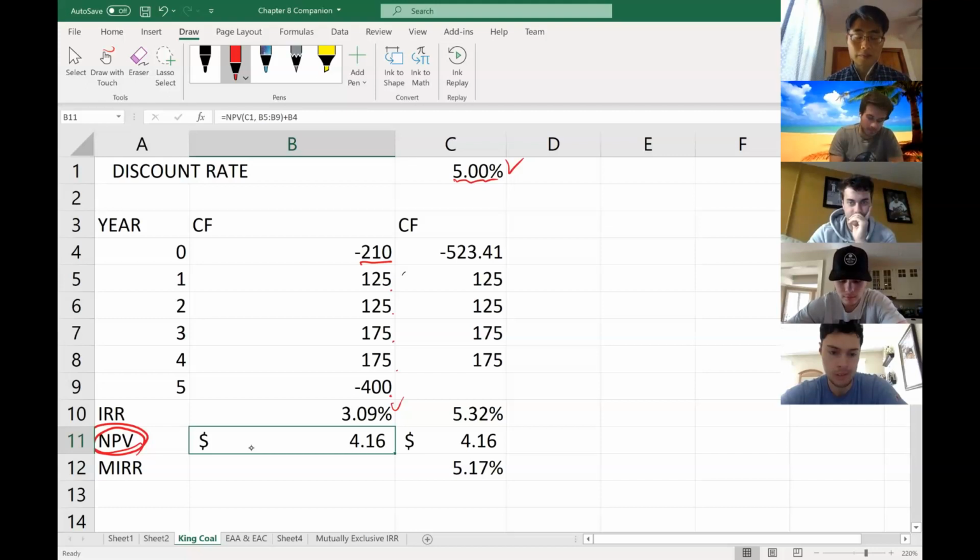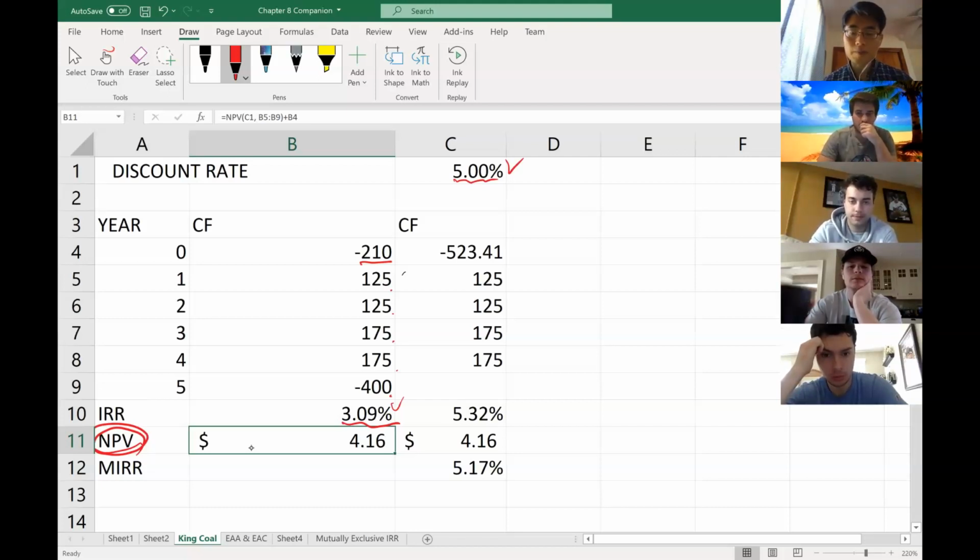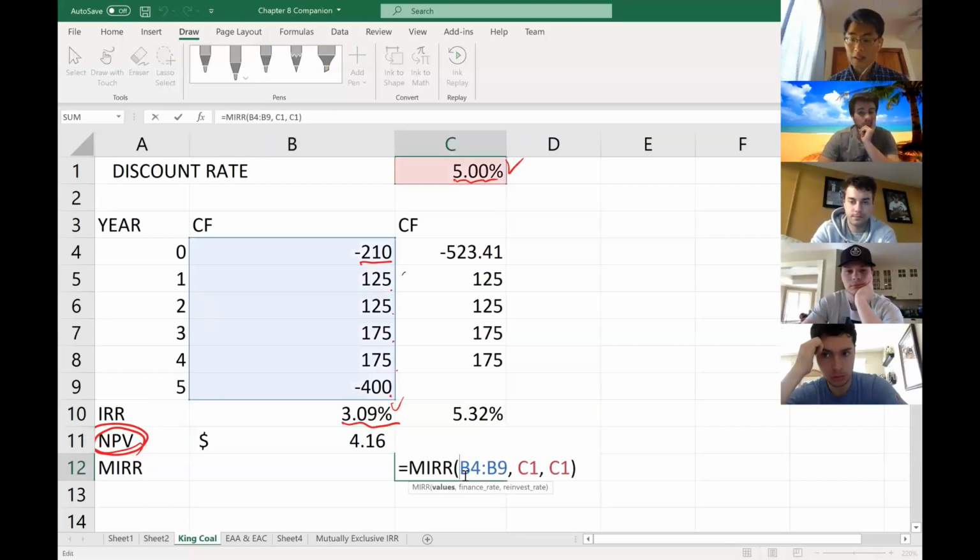So for example, if your boss asks you, so what is the rate of return of this project? You cannot say that the rate of return of this project is 3.09%, because in that case, you shouldn't initiate this project, right? So one way of dealing with this problem is to use the modified internal rate of return.